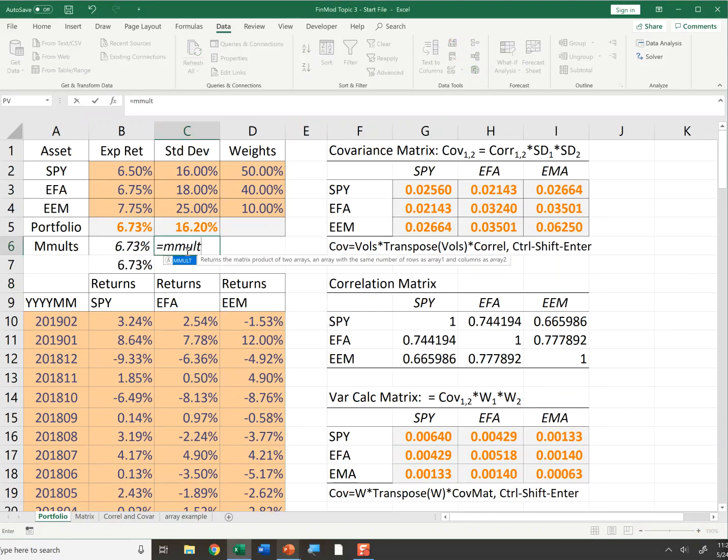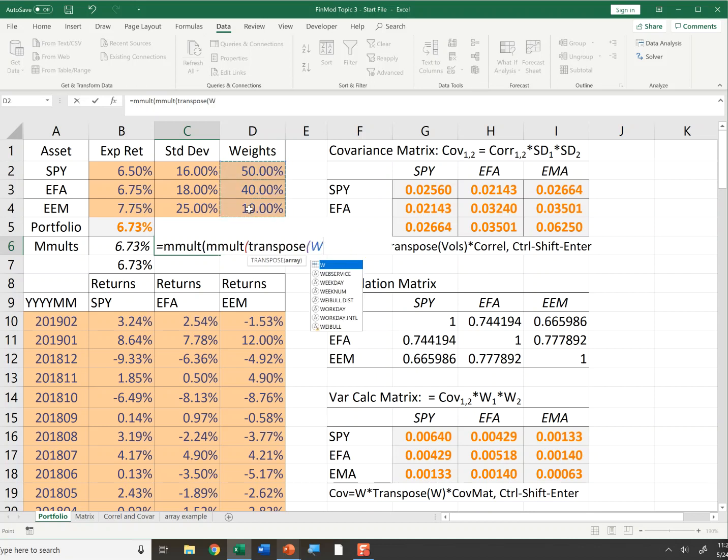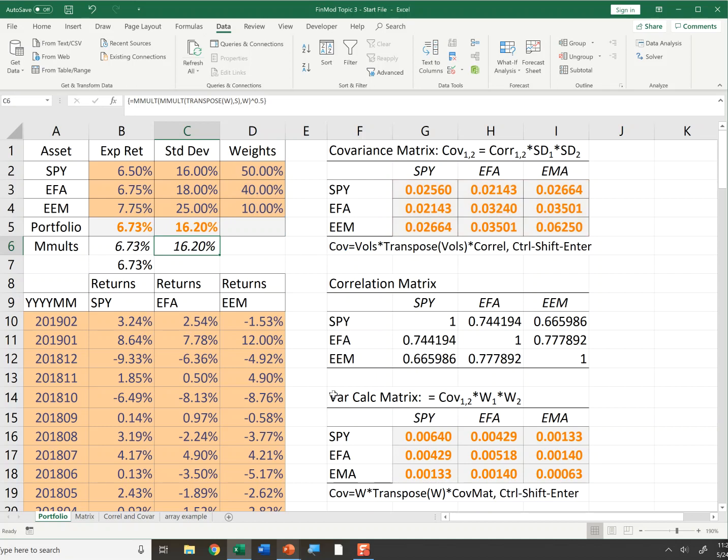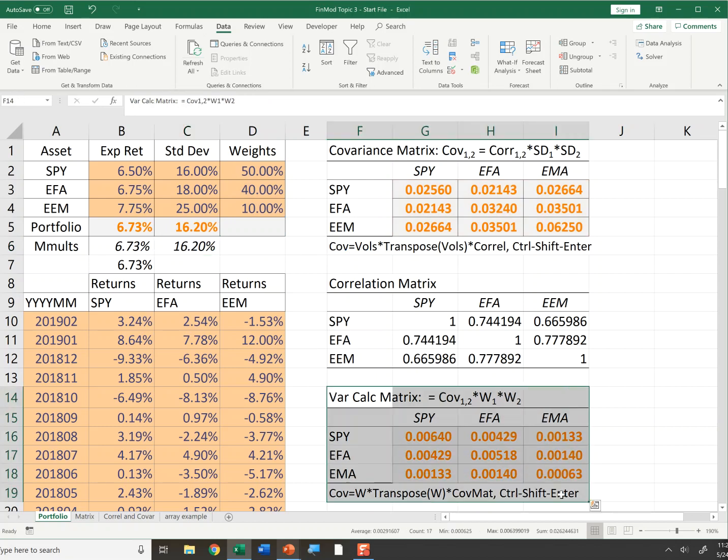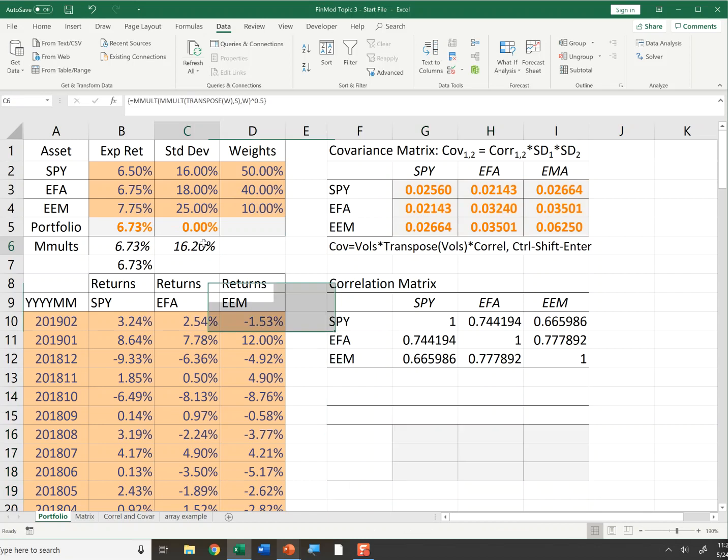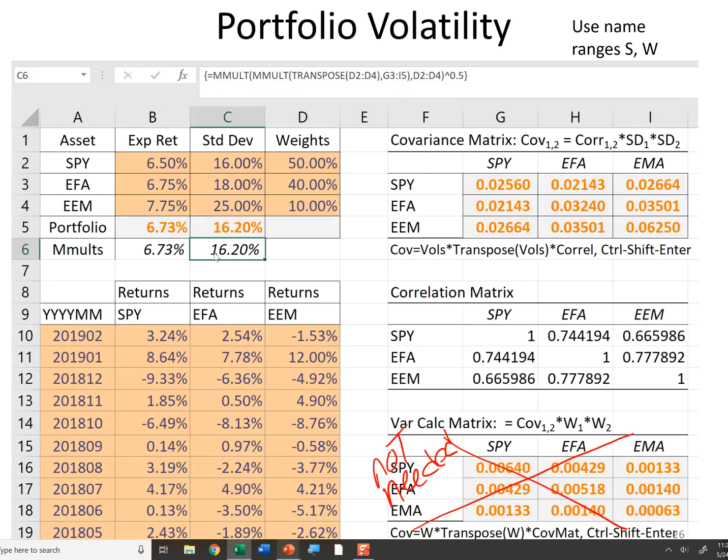Equals MMULT, transpose, W, covariance matrix S, W, to the 1/2 power, and there's my 1620. So it turns out I don't actually need to do this last step. I simply need to calculate a covariance matrix, get a vector of weights, and calculate portfolio standard deviation.